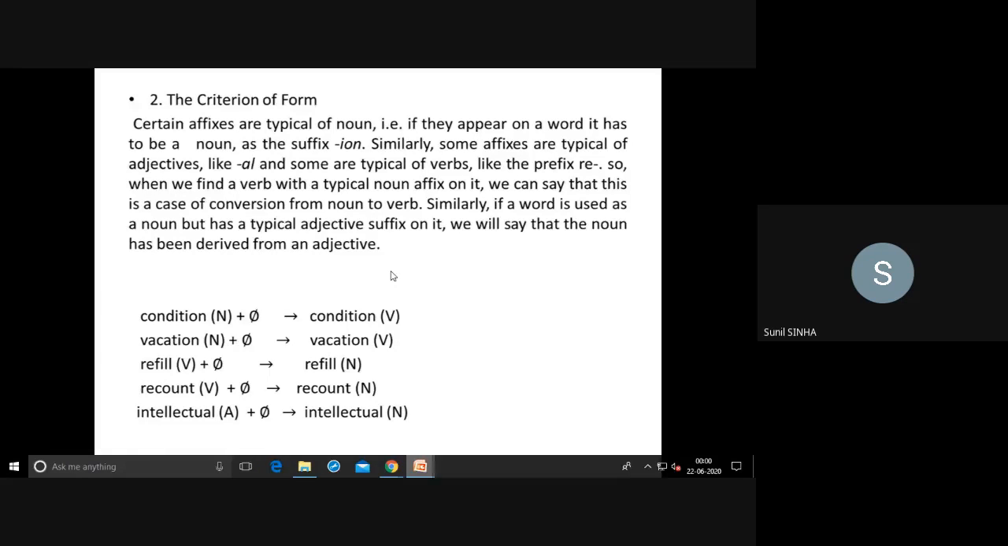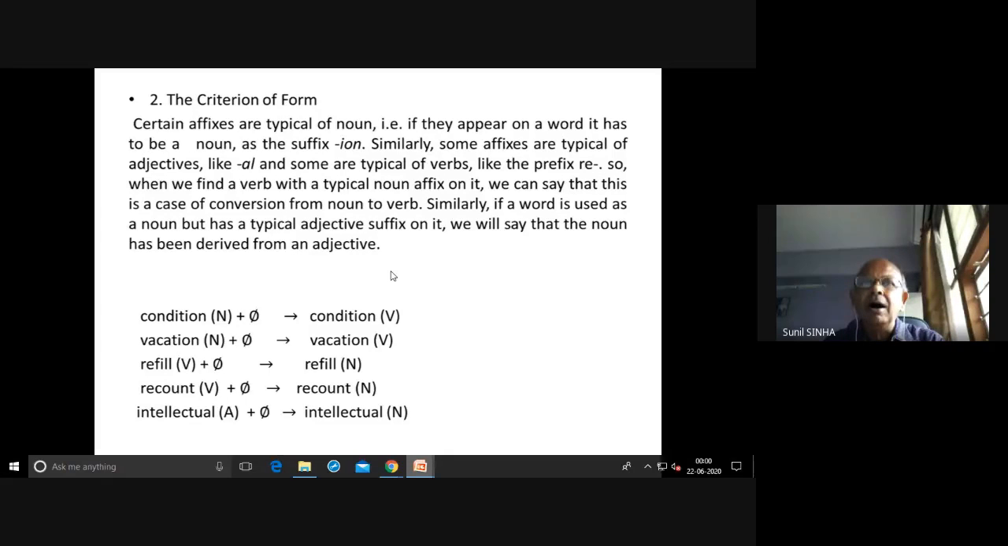From a noun, or a noun has been derived from a verb, it depends on the basic meaning of the word.